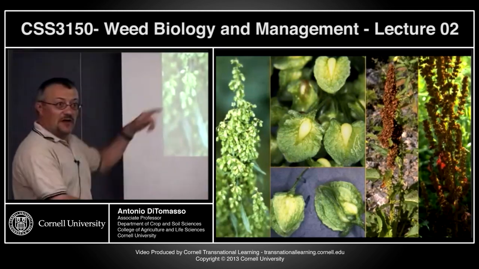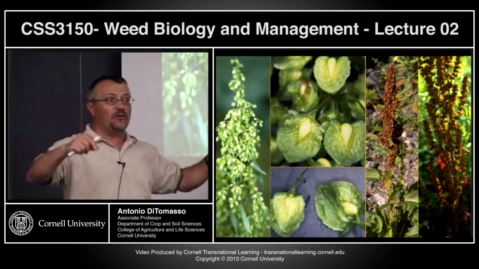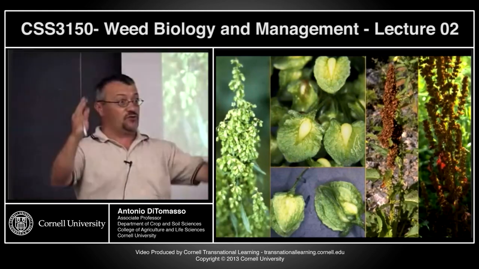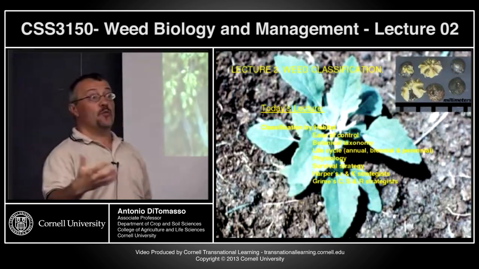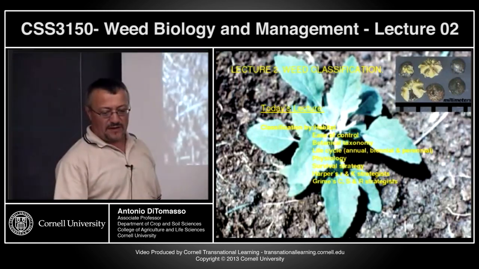This would be the curly dock, that plant that we just showed you before, long, narrow leaves. The broadleaf dock has very much larger leaves, almost like rhubarb type. And we'll cover that in class.